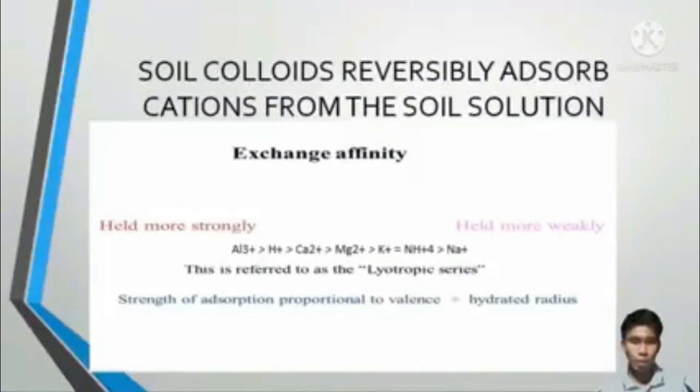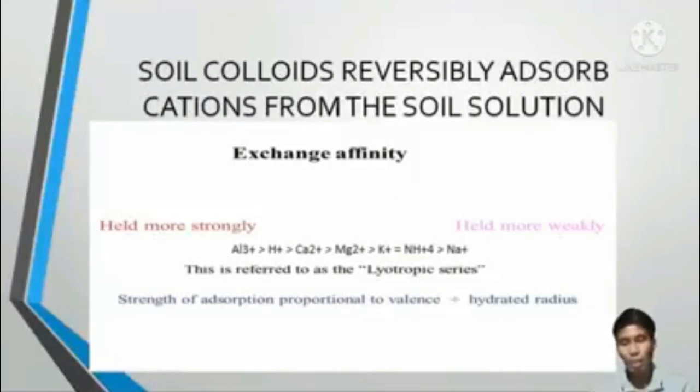In this series, aluminum ions have the highest binding affinity and sodium ions the least, reflecting the general rule that trivalent ions, or three positive charges, are retained more strongly than divalent ions, or two positive charges, and divalent ions are retained more strongly than monovalent ions, or one positive charge.